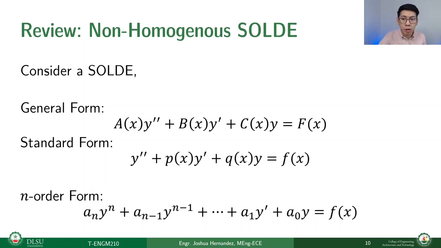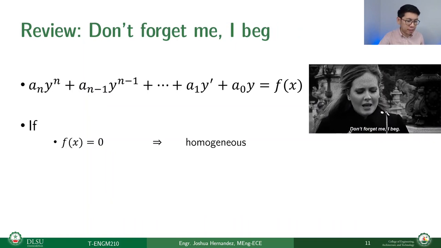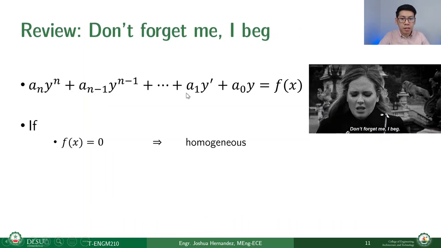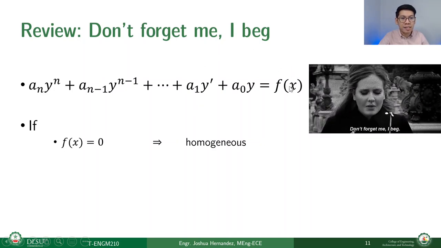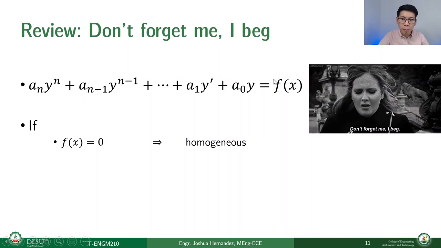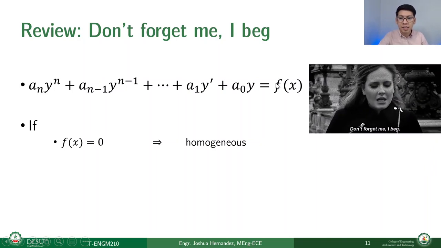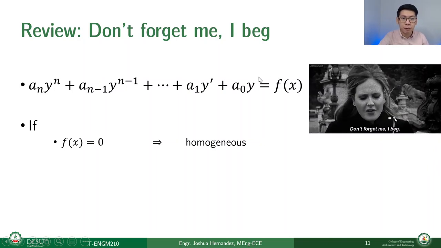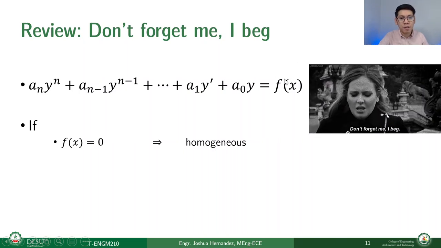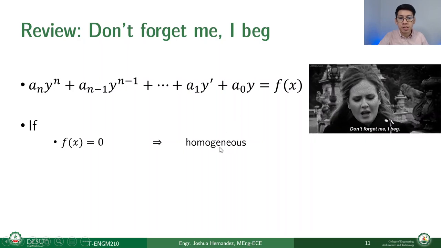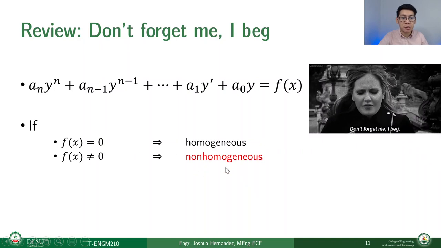Now, in this form, let us never forget that our f(x), also called the forcing function, on the right-hand side of the equation is called the forcing function because in many applications, it is described as an externally applied force. Now recall that this f(x) is called homogeneous if it is equivalent to zero.